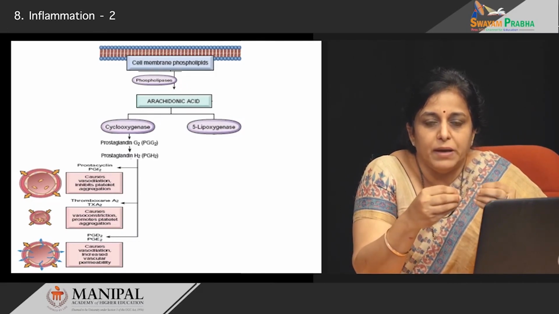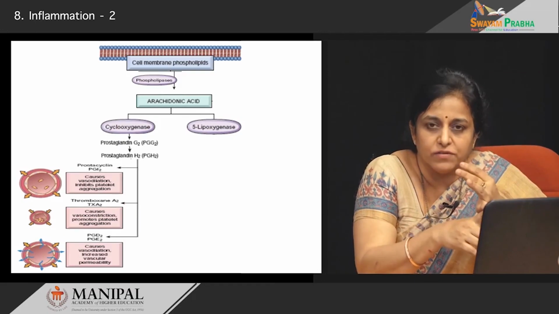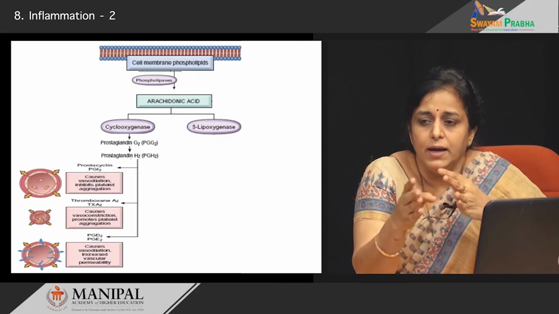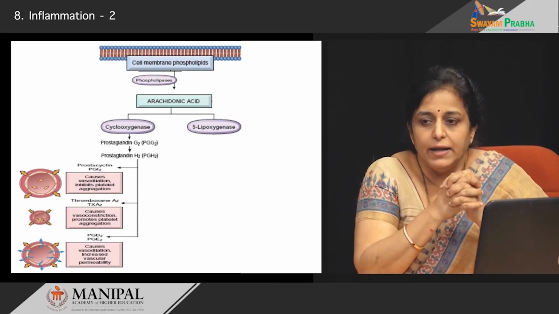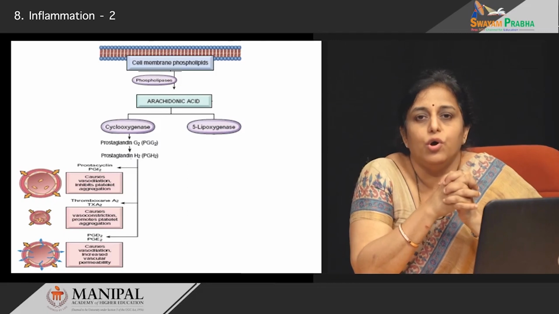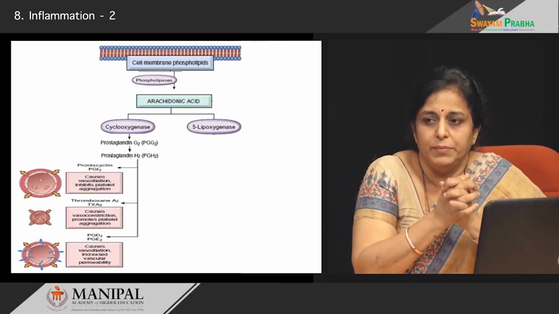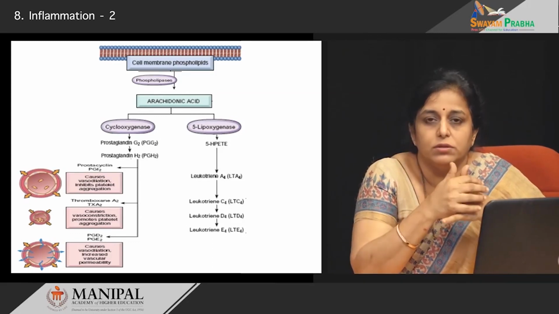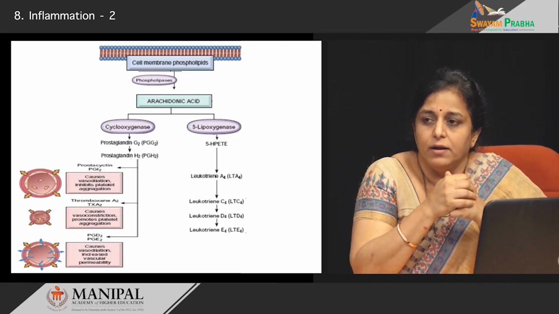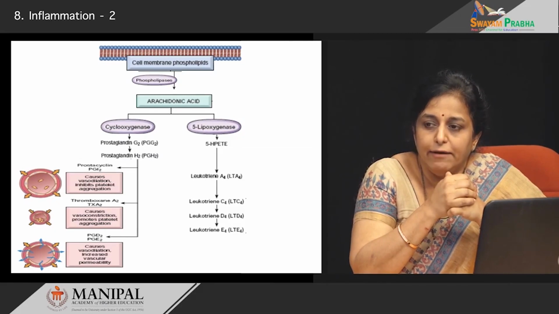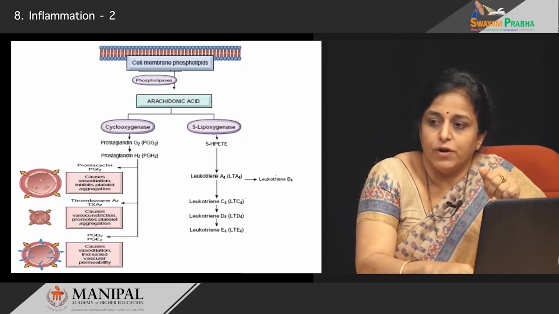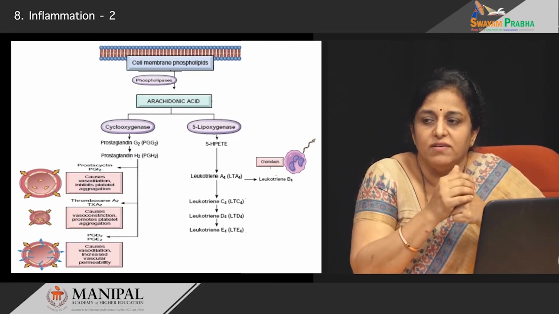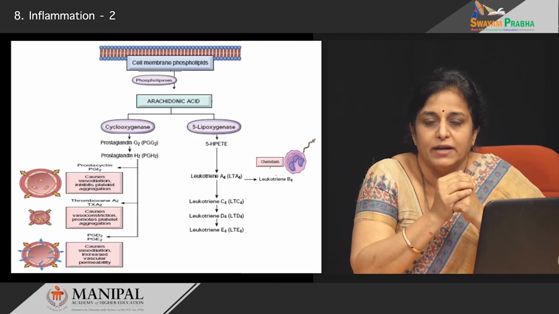So, increased vascular permeability: we learned so far that histamine causes increased vascular permeability, and serotonin causes increased vascular permeability. Now, we learned that prostaglandins, most importantly D2 and E2, also cause increased vascular permeability. Now, through the lipoxygenase pathway, this is how the substances are generated. It gives rise to leukotriene A4, C4, D4 and E4. A4 gets converted to B4. Now, B4, you can see here, is a very potent chemotactic factor.